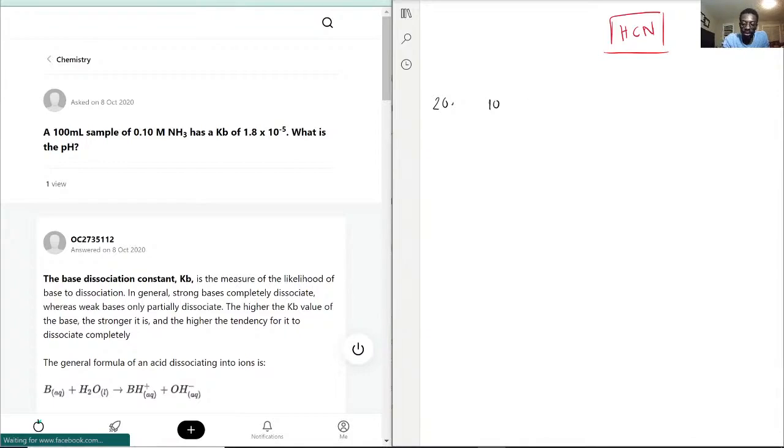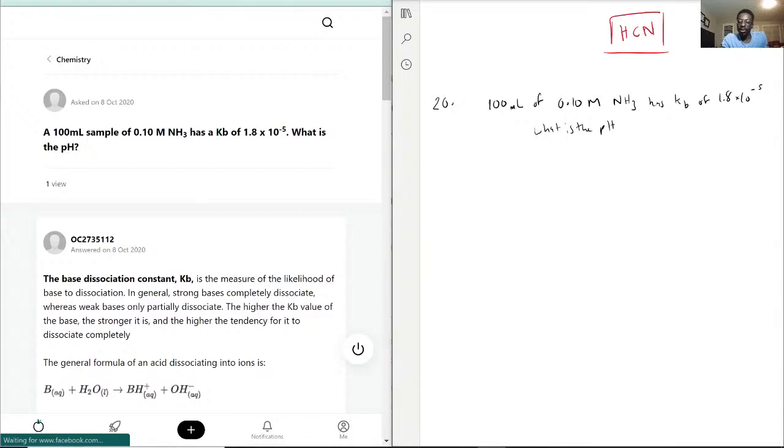So the question is actually: 100 ml of 0.10 moles of NH3 has a Kb of 1.8 times 10 to the negative 5. Okay, what is the pH?